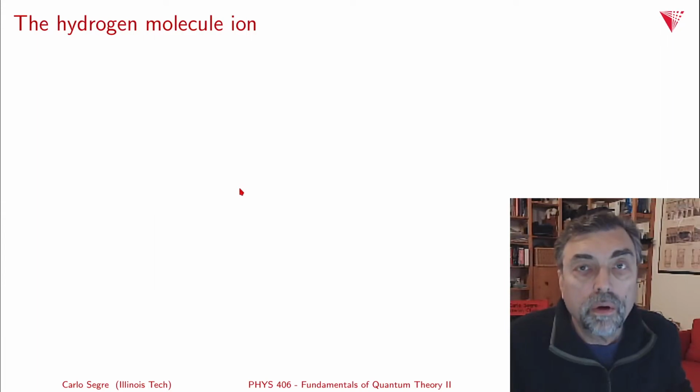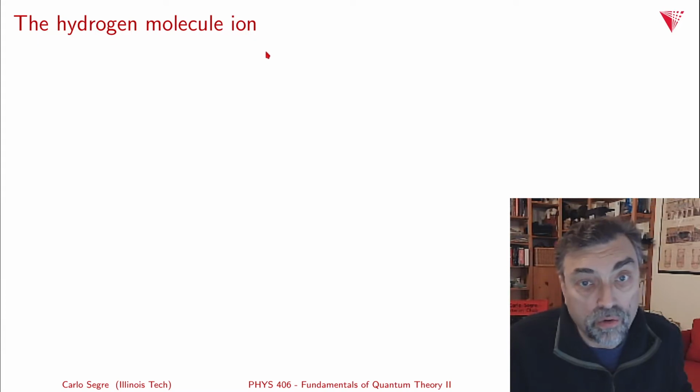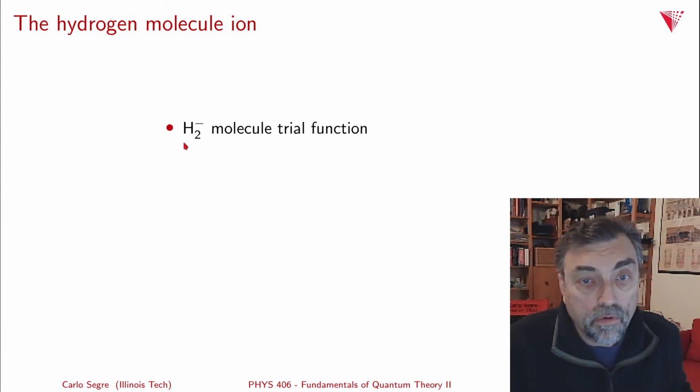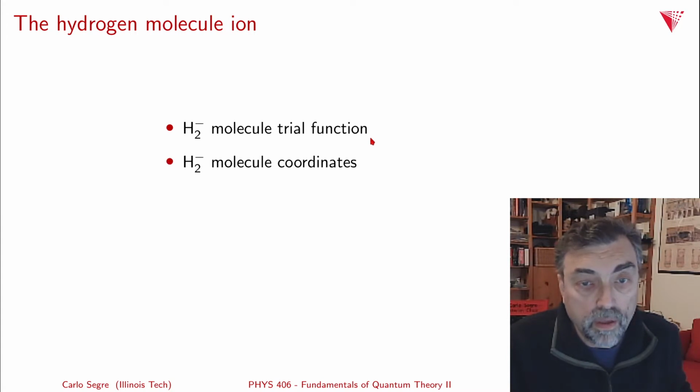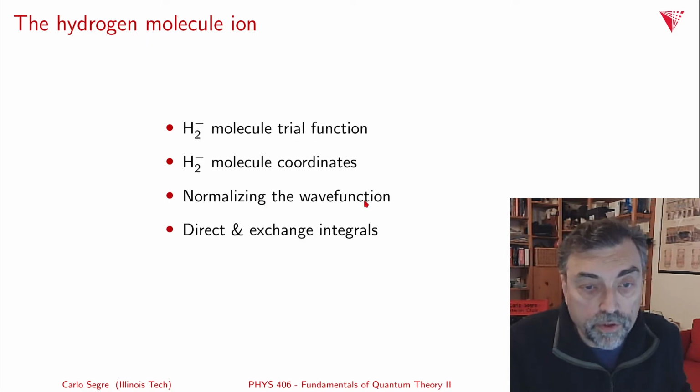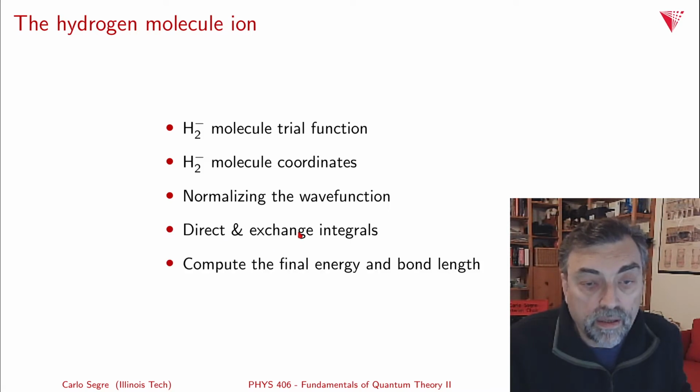In this video, we're going to do another variational problem, which is the hydrogen molecule ion. We'll first identify the trial function for this problem. Then we'll arrange the coordinate systems to make the integrals possible. We'll normalize the wave function, calculate the direct and exchange integrals, and then finally compute the final energy and bond length.